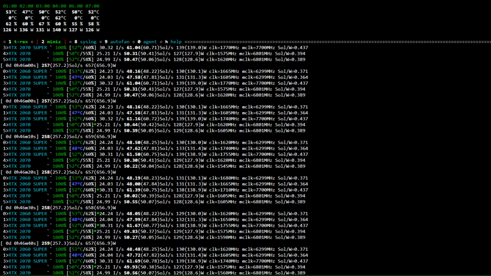So as you guys can see, the RTX 2060 Super, we are getting around that 46 to 48 solutions per second mark, and this will fluctuate with the algorithm here. The RTX 2070, again, kind of between that 49 to 50 solutions per second. And then, of course, my favorite GPU, the RTX 2070 Super, getting around that 60 to 61 solutions per second at that 140 watt power limit. Again, this is all in software, but NVIDIA is pretty accurate when it comes to how much power you are drawing.